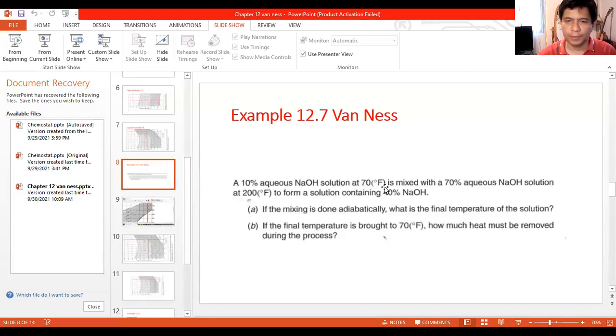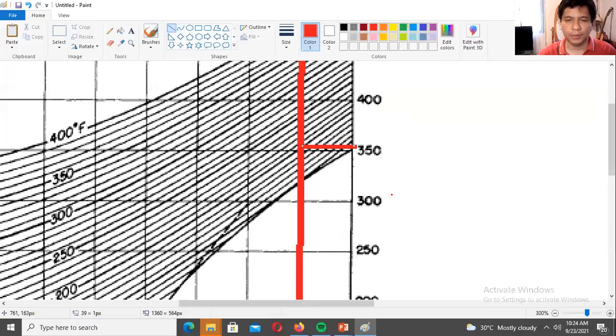So the second one is 70%. So probably ito yun, yung 70% 200 degrees Fahrenheit. So ito yung 200, tama ba? 200 degrees Fahrenheit. Can you trace that? Ito yung 200, yan. So tama yan, 200. Pero this is supposed to be 0.7, no? So this is supposed to be 0.7 tapos, basahin niyo na lang dito.